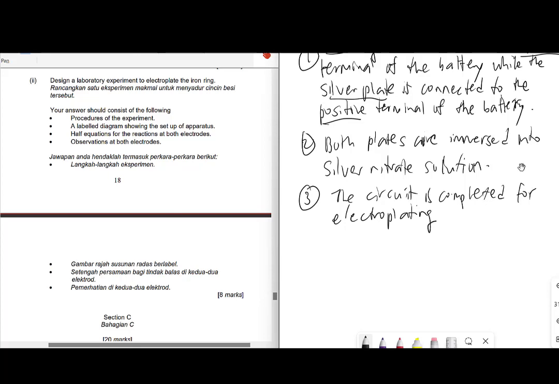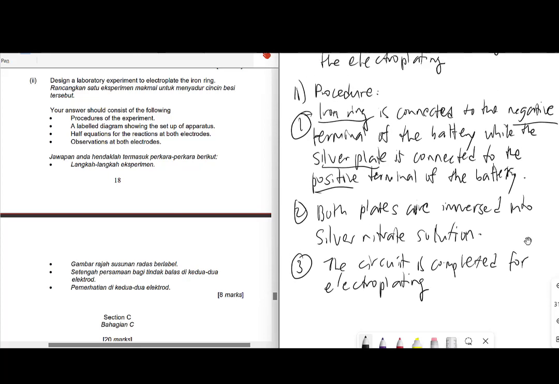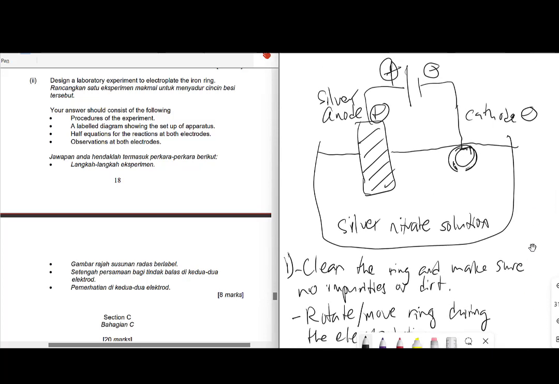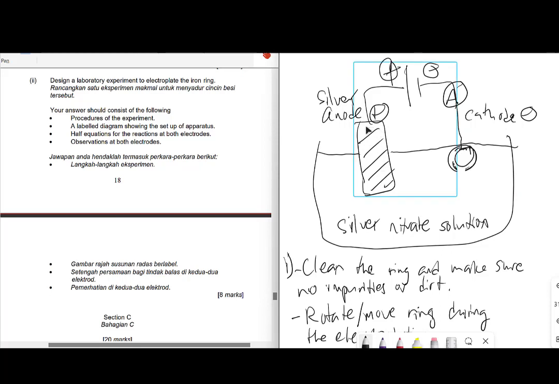So they want you to draw a very simple diagram. I think I have drawn the diagram just now, so you can just draw this diagram. Several important things you have to label: you can put an ammeter if you want, and make sure the electrodes are immersed into the solution. It can be halfway or fully, but make sure the ring is fully immersed. You label this one as well.